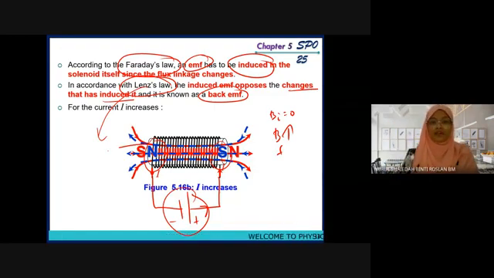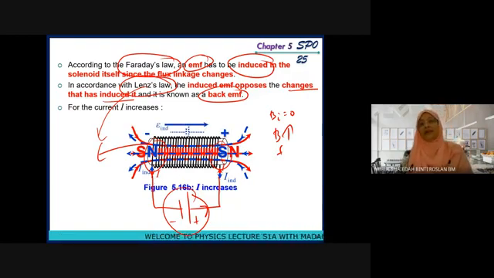Tengok yang warna biru ni. Your north is here. So dia akan naik atas macam ni lah. So north is here, dia naik atas. So your induced current yang warna biru ni lah should be going upward. Dia mesti jadi clockwise. So based on that, we can determine dia punya induced EMF.